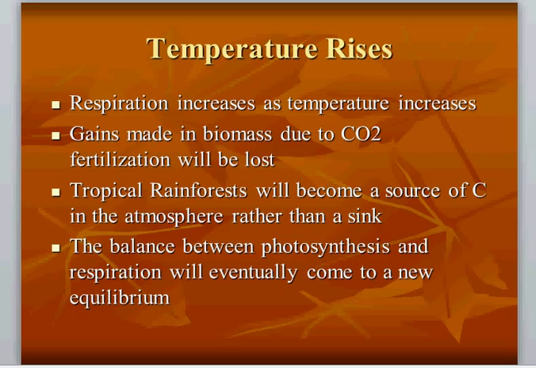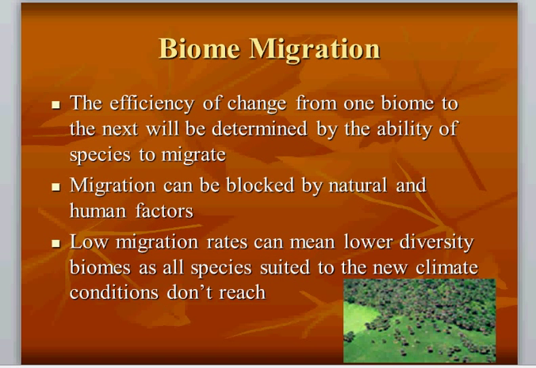Right, so biome migration. The efficiency of change from one biome to the next will be determined by the ability of species to migrate. This is most important in temperate regions, as cool adapted species must migrate northwards or southwards closer to the poles, okay, or they are likely to be overtaken by increased temperatures, and in some cases be outcompeted by species which can use the higher temperatures or the longer growing seasons more efficiently than these cold adapted species.